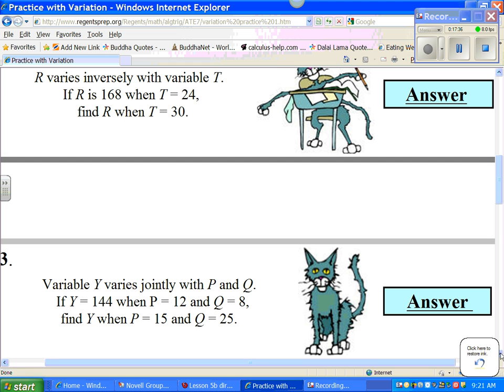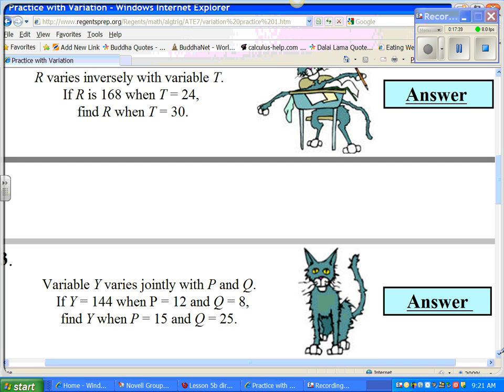R varies inversely with the variable t. If r is 168 when t is 24, find r when t is 30. Keyword, inversely. Equation. Good. Y equals k over x. Are those the variables they're using? What are the variables they're using? Does it matter where they go? As long as you're not putting it in for k. So r equals k over t.